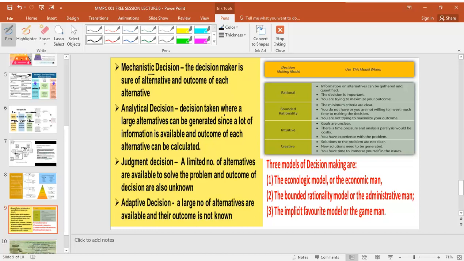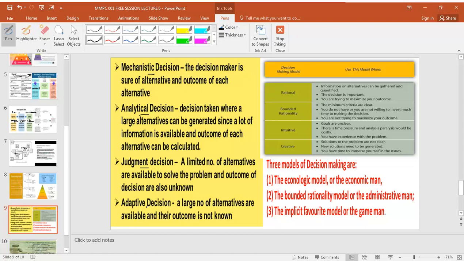Analytical decision means there are large alternatives that can be generated, and since a lot of information is available, the outcome of these alternatives can also be easily calculated, so that is coming under analytical decision. Judgment decision means you have a limited number of alternatives, and it is difficult to find out the outcome of the decision. So that is coming under judgment decision. So mechanistic, analytical, and judgment decision.